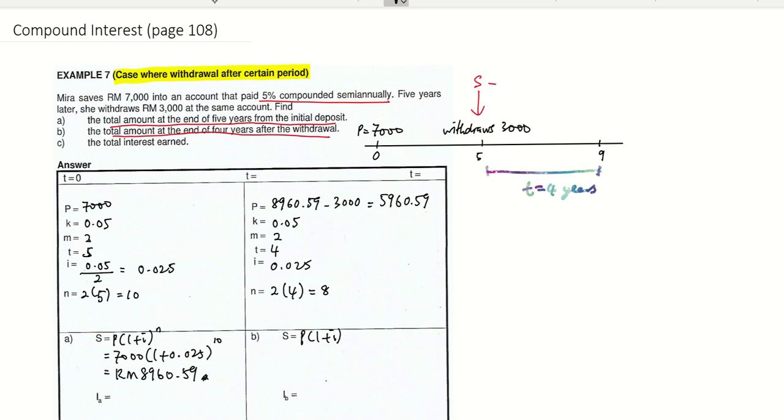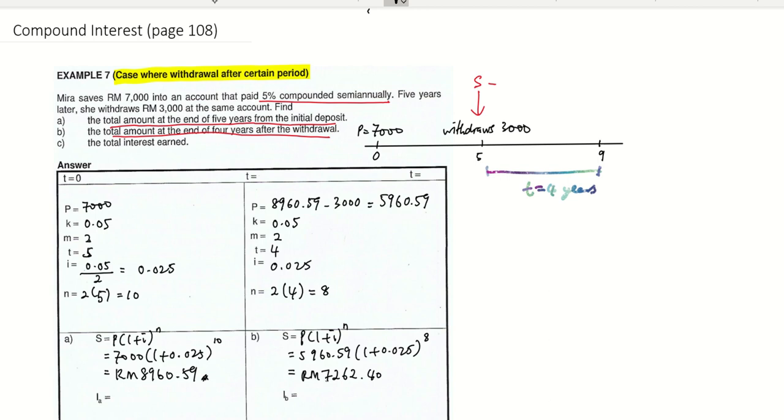So the total amount at the end of 4 years after withdrawal is equal to, we substitute the new principal for P, which is 5,960.59, times (1 plus I) to the power of 8. Therefore, the total amount is 7,262.4.